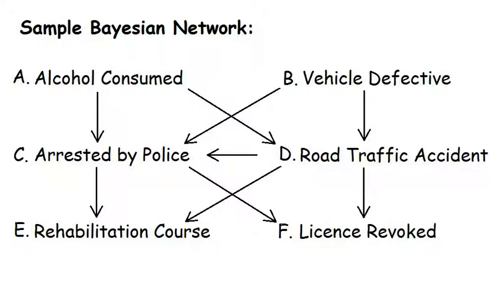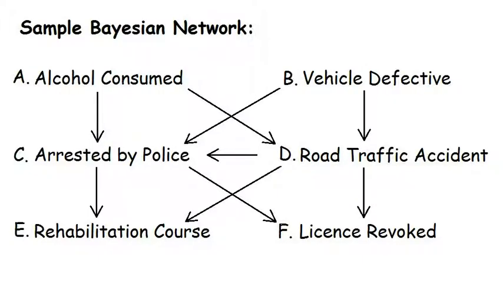It follows the exploits of an irresponsible motorist whose actions lead to punishment from the courts, and is subdivided into 6 statements. Firstly, the person might or might not have consumed alcohol before getting behind the wheel of the car. Secondly, the vehicle itself might or might not be defective. You know, broken rear light, tyres as bald as Yul Brynner, that sort of thing.